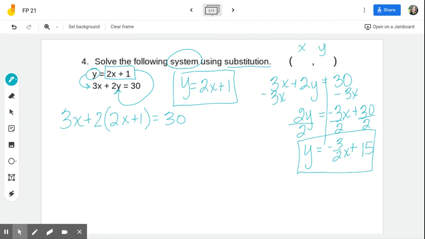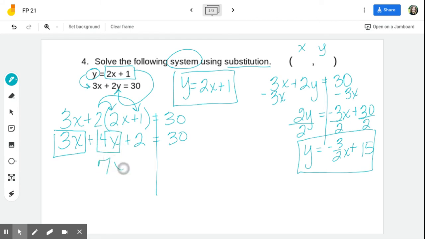So then I'm just going to go through and first distribute. So 3x plus 2 times 2 is 4x, and 2 times 1 is a positive 2 equals 30. Now I can combine some like terms. So I have a 3x and a 4x, which makes 7x plus 2 is equal to 30.